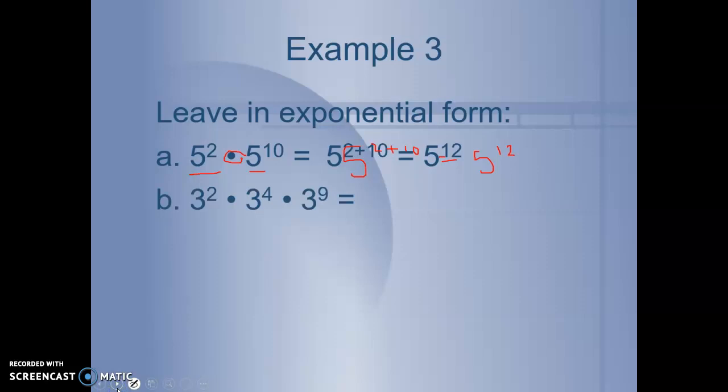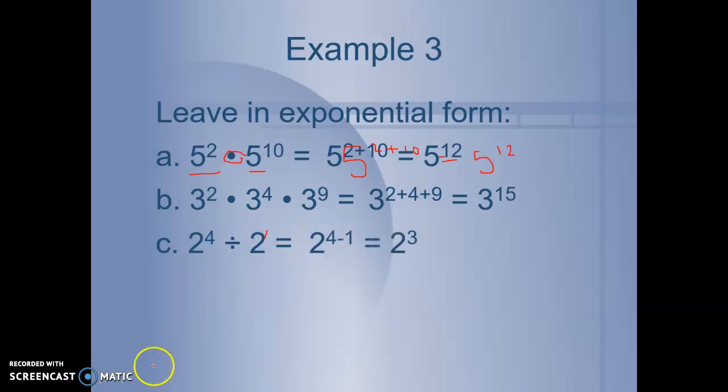Yep, like bases, different exponents. Let's use the product property of exponents to add those exponents, which gives us 3 to the 15th. Our base stays the same. 2 to the 4th divided by 2. Well, 2 by itself is just 2 to the first power, in case you're wondering where that exponent is. We can subtract our exponents, giving us 2 to the third.